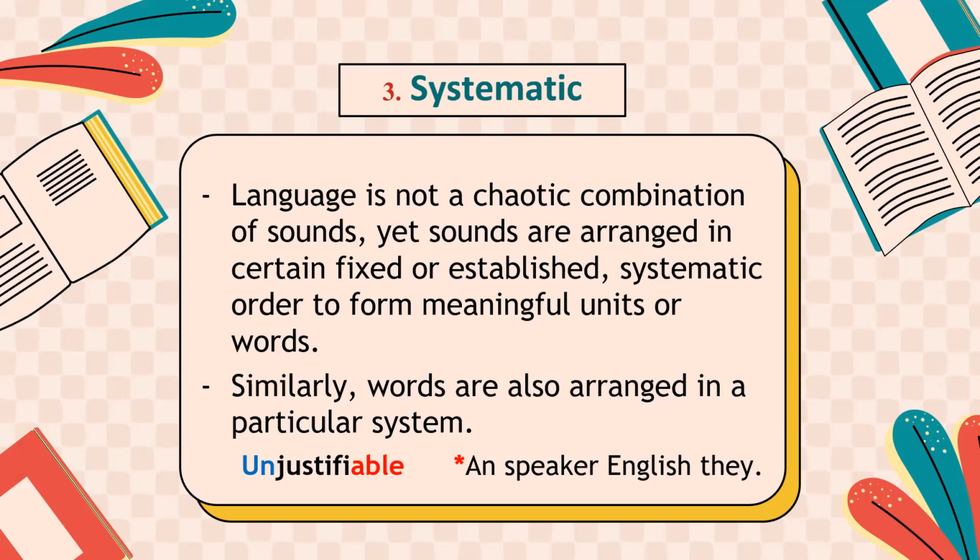Because of this, language is systematic, because we follow specific rules in arranging and establishing meaningful units, words, and even sentences. So this is what we mean by language is systematic. So it is arbitrary and it is systematic at the same time.